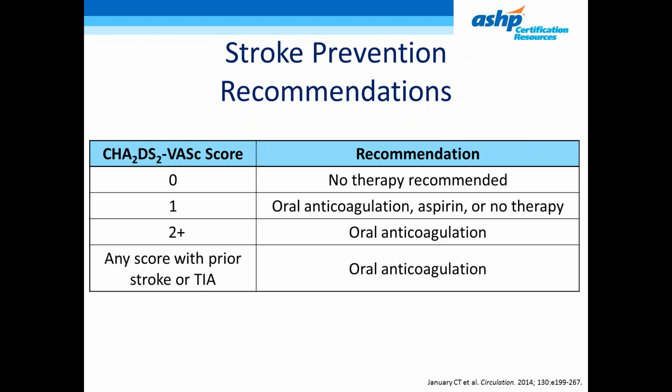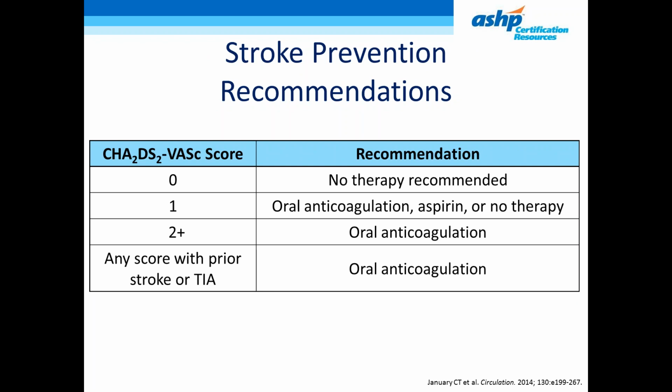After calculating the patient's risk score, we can then come up with a recommendation for anticoagulation. The current recommendations are that patients with a CHADS-VASc score of 0 receive no therapy. Patients with a CHADS-VASc score of 1 may receive oral anticoagulation, aspirin, or no therapy. This is again going to be based on individual patient characteristics.